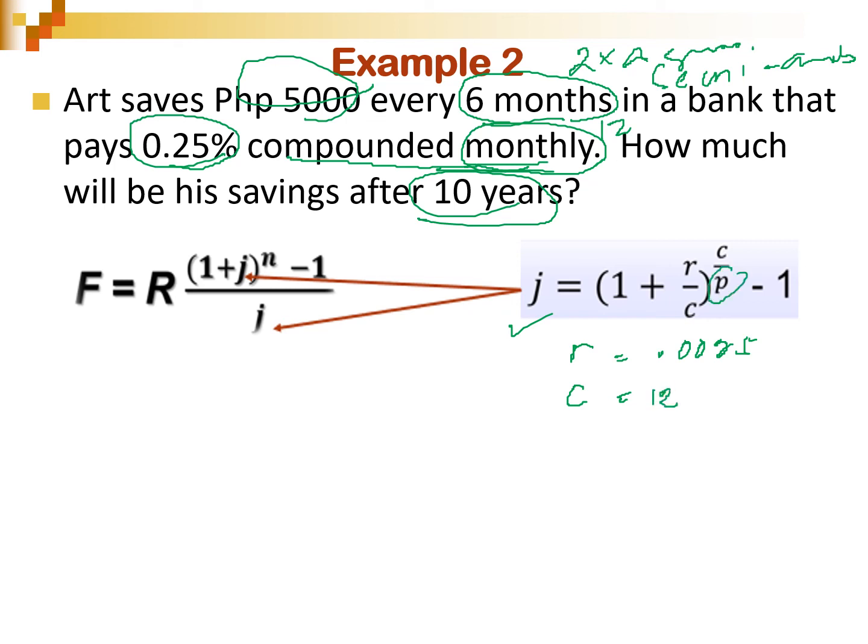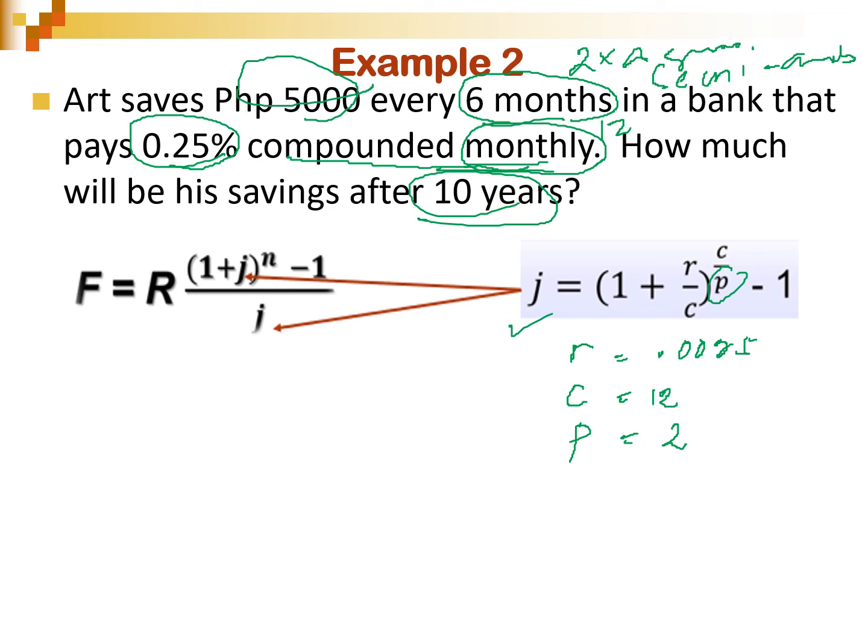And for the value of P, this is the payment interval, which is every 6 months. So it means to say twice a year. So simply write 2 semi-annually. It's not really 6 times because of the word every, which means twice a year. Semi-annually. So your P should be equal to 2.